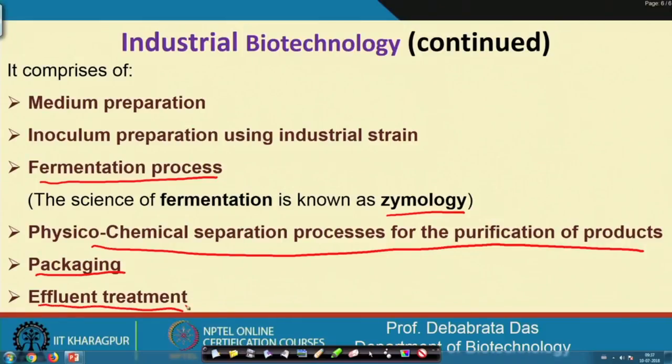Effluent treatment process. Whenever we go for any kind of industrial process, whether it is chemical or biochemical industry, it should be ensured that whatever effluent is generated should not affect our environment to a great extent. So, this should be treated in a proper way.